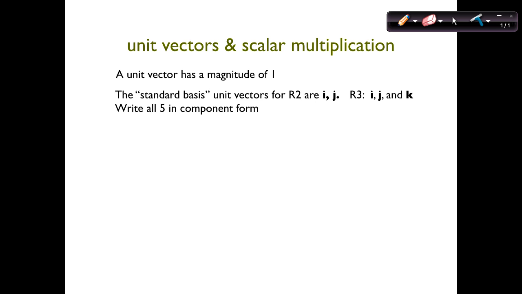So how many components do R3 vectors have? How many components will they have? Three for three dimensions, right? So once you write i, j in R2, what would those vectors be in component form? And i, j, and k, what would those be in component form for the R3 coordinate system?